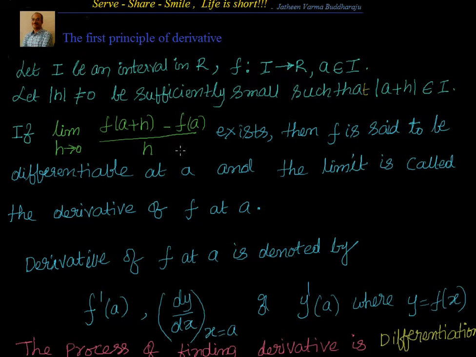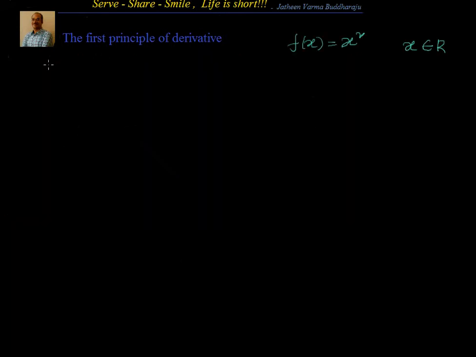if the limit exists, then f is said to be differentiable, and the limit is called the derivative of f at a. Derivative is also denoted by f dash a, dy by dx at x equal to a, or y dash a. So let's look into one example now of how we can find the derivative by using the definition. Let's use the first principle of derivative to find the derivative of the function x square. That means f of x is x square.